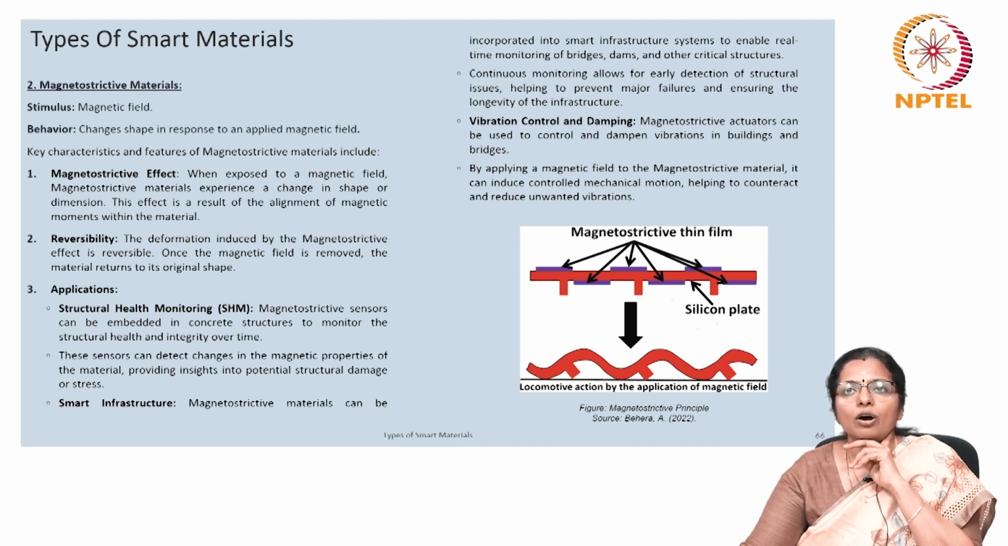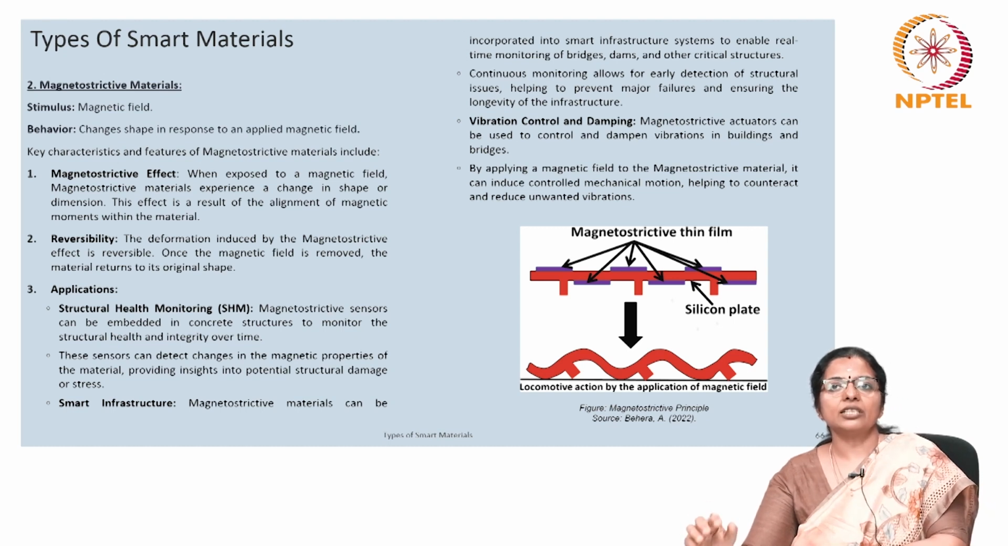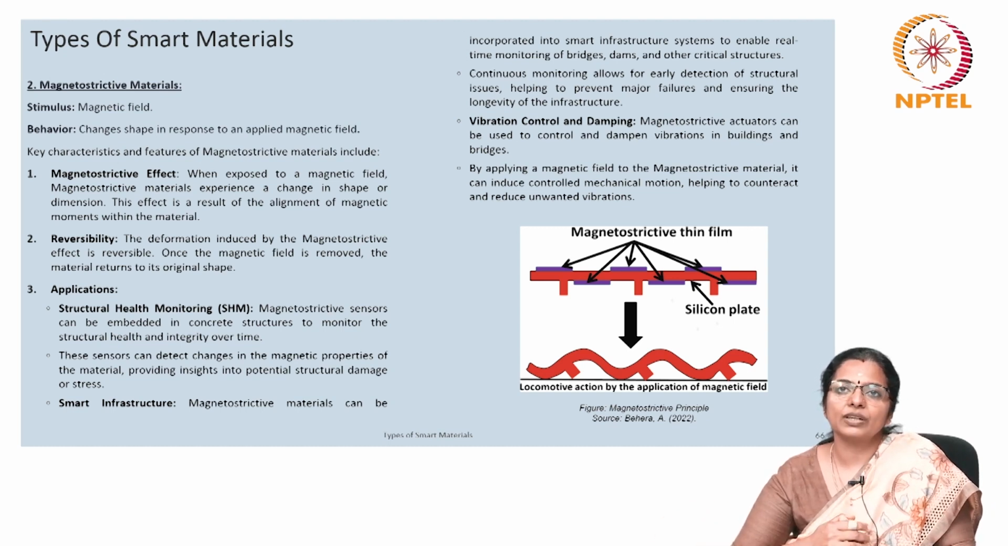Now, the phenomenon is known as the magnetostrictive effect. The deformation is typically reversible, meaning that the material returns to the original shape when the magnetic field is removed. The degree of deformation is proportional to the strength of the applied magnetic field.